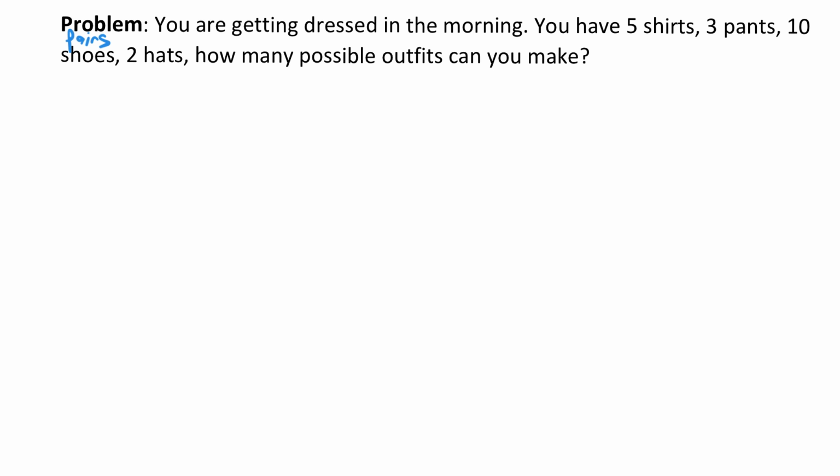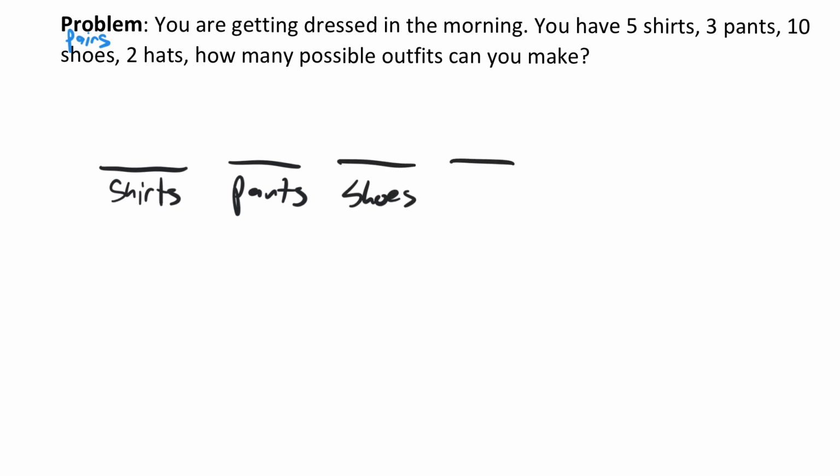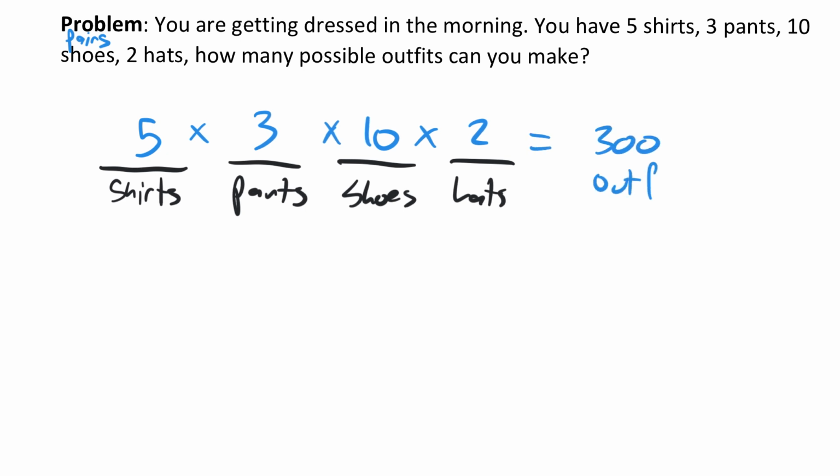So let's go ahead and draw our blanks. Sometimes this can be called the blank method. You have the blank for the shirts, the blank for the pants, the blank for the shoes, and the blank for the hats. Now we're assuming that you're wearing each item of clothing. You're going to wear a shirt, pants, shoes, and a hat. How many options do I have for each one? There's 5 shirts, 3 pants, 10 shoes, and 2 hats. Multiply them all together, and we're going to get 300 outfits.